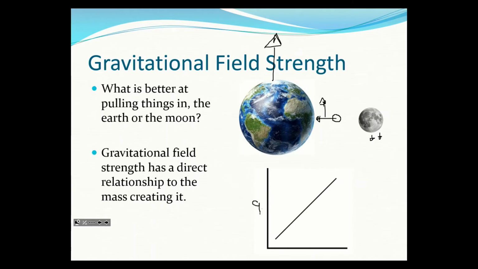This is what a direct relationship would look like. If this was our field strength and this was our mass, if we have a really big mass here, we have a really big field strength. If we have a small mass, we have a small field strength. So you need to know what those graphs look like.